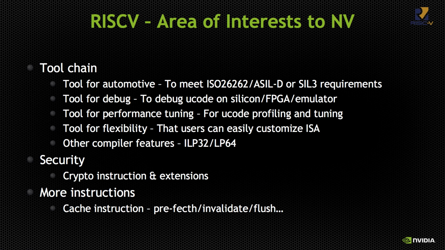This slide shows the area of interest to NVIDIA that we would like to work with the community and contribute to, to make some progress. The first is the toolchain. We're interested in a toolchain for automotive because we are entering the automotive market. We are interested in having a toolchain that can meet automotive standards such as ISO 26262, ISO D standard.